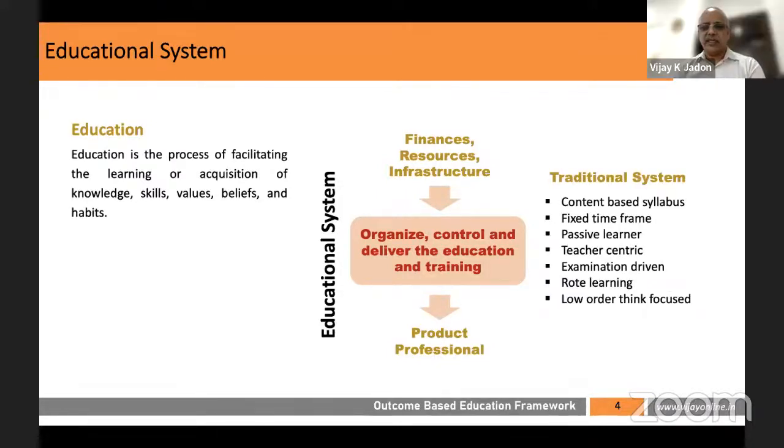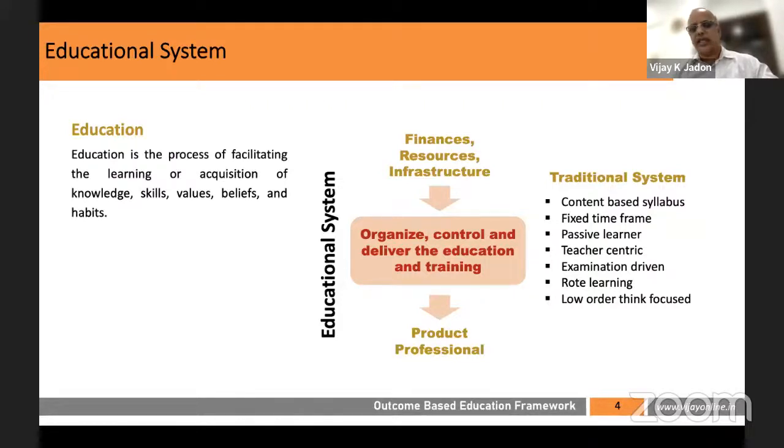In the traditional system, what is the difference? The content is by syllabus. It has to be done in a fixed time frame. In one lecture, you have to complete this. The learner is passive, not actively participating in the teaching-learning process, and it is teacher-centric and examination-driven. Rote learning is there, low order thinking is the focus, and the list may be endless. So that is the challenge.